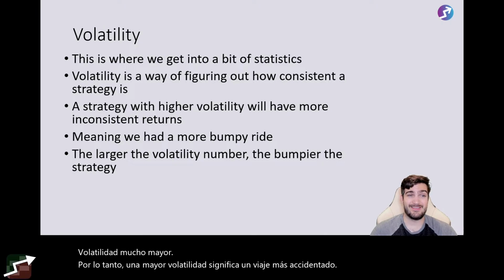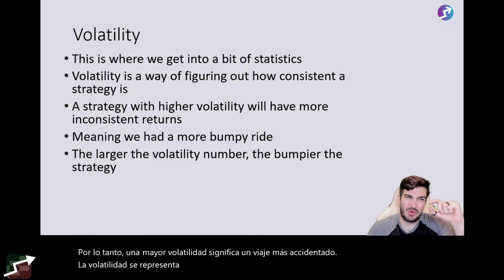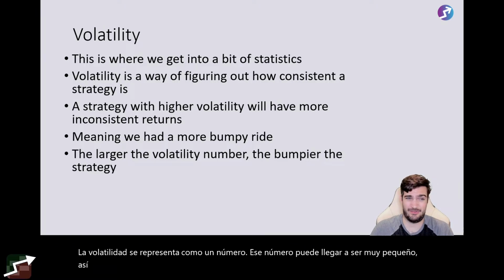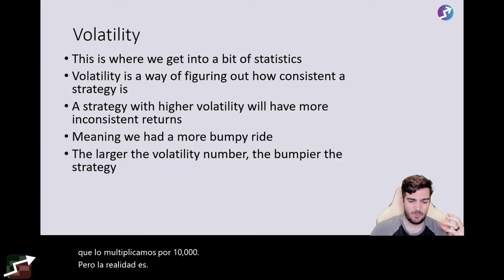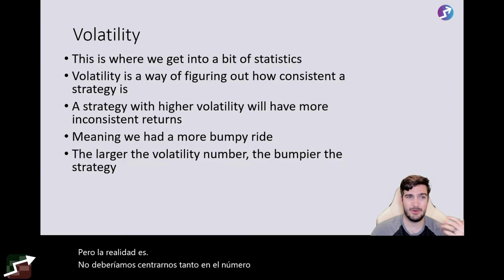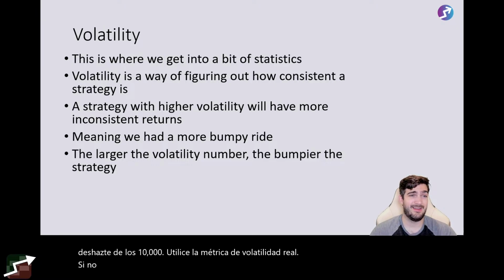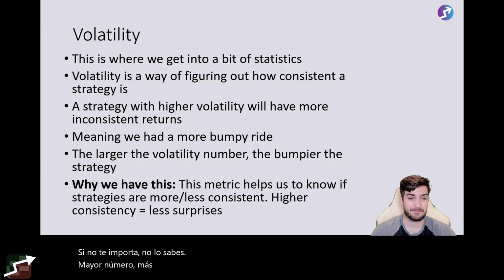Volatility is represented as a number. That number can get really small, so we multiply it by 10,000. But the reality is, we shouldn't focus as much on the raw number. If you understand the number, great. Get rid of the 10,000, use the actual volatility metric. If you don't care, you don't know, just know this. Bigger number, more volatility. Smaller number, less volatility.